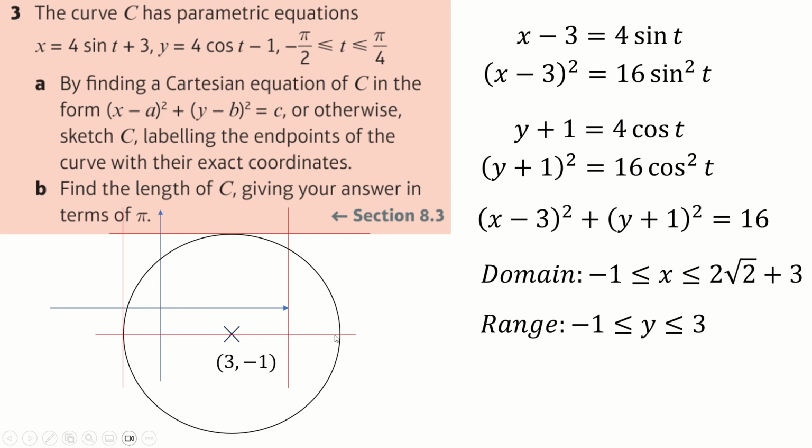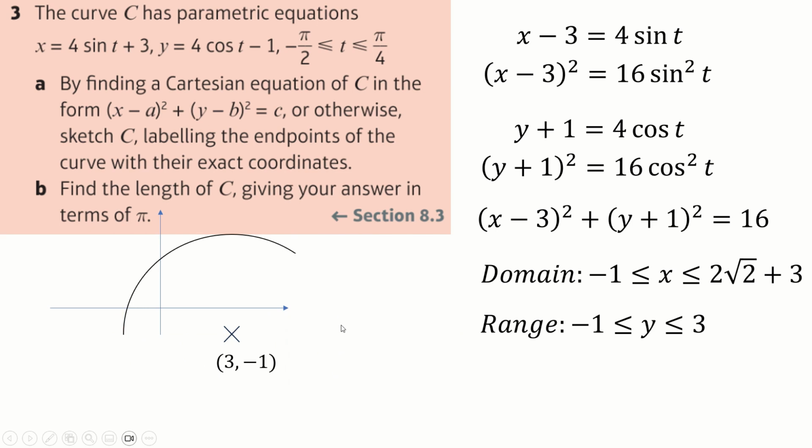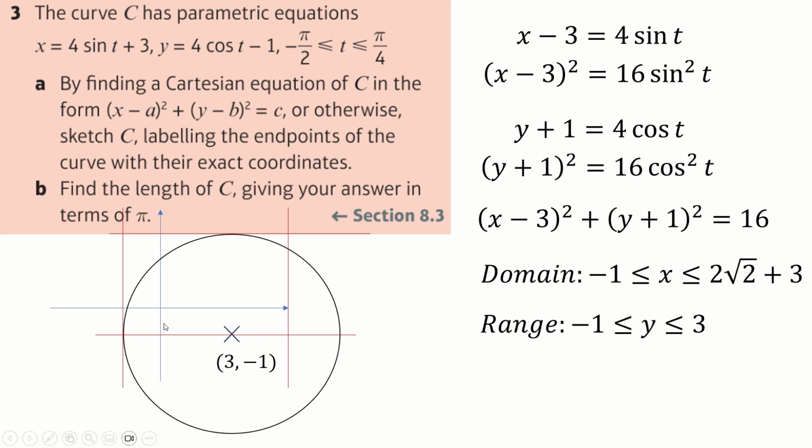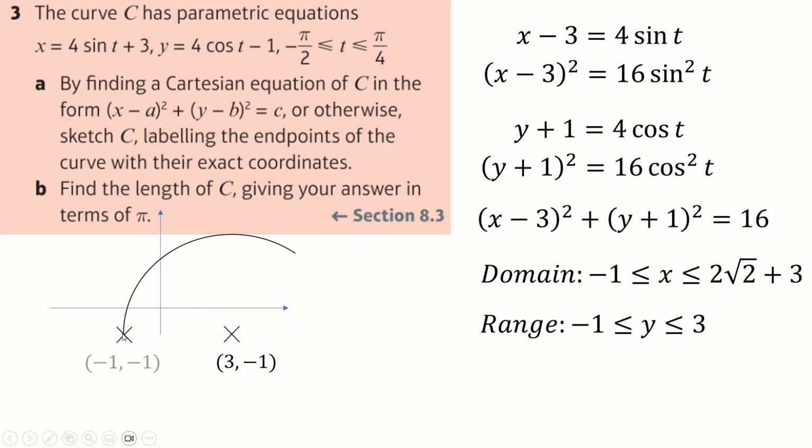We can't be below this red line, so all of this part of the circle goes. And we can't be to the right of this red line, so all of this part of the circle goes. So you're left with this being the point. Notice how it's on x equals minus 1 and y equals minus 1, so this is the point minus 1, minus 1. And this was the point when x was 2 root 2 plus 3, which happened when t was pi over 4. So just put pi over 4 into here, and you'll get 2 root 2 minus 1.